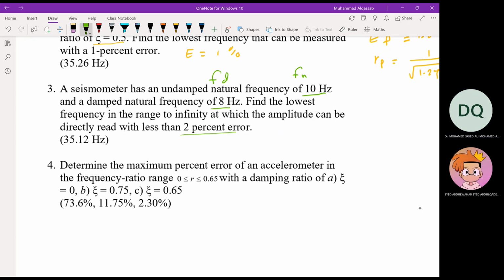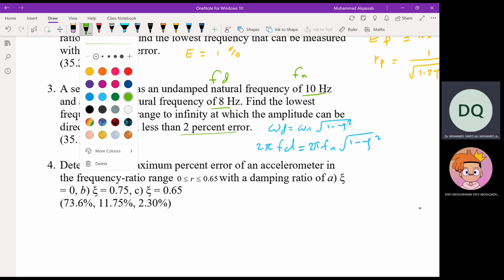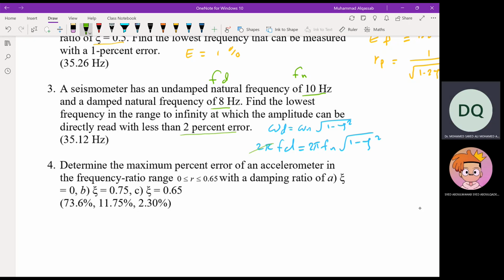The first thing, okay, find zeta. And the equation for omega d equals omega n square root of 1 minus zeta squared. We can use this to find zeta. Okay, omega d is 2 pi fd, and omega n is 2 pi fn, square root of 1 minus zeta squared. So you can see that 2 pi with 2 pi cancel out, and then you can find zeta.